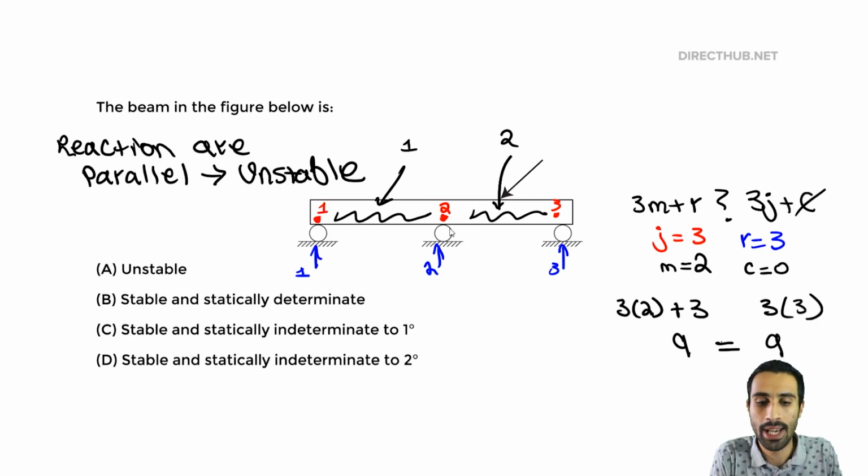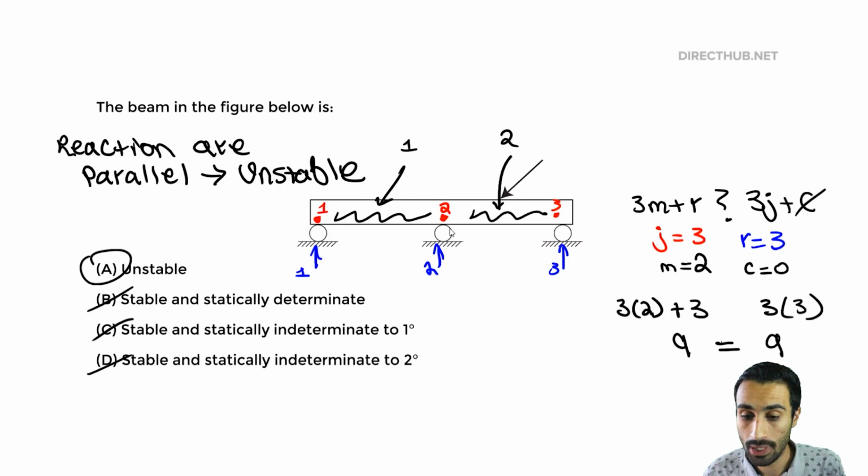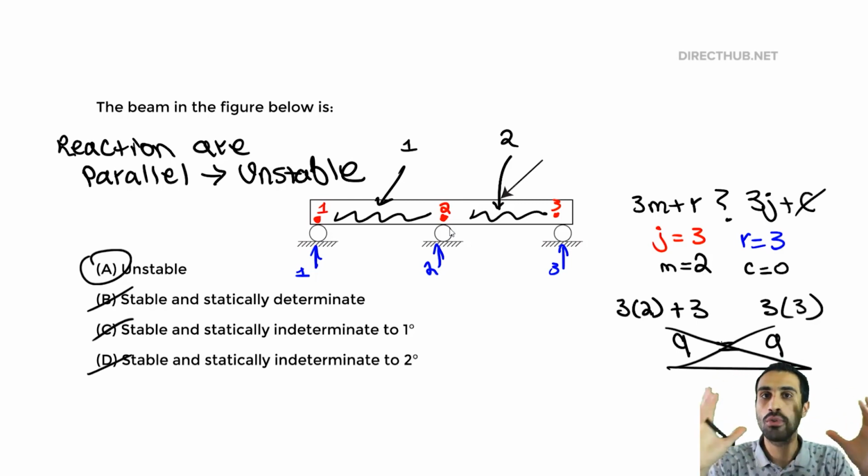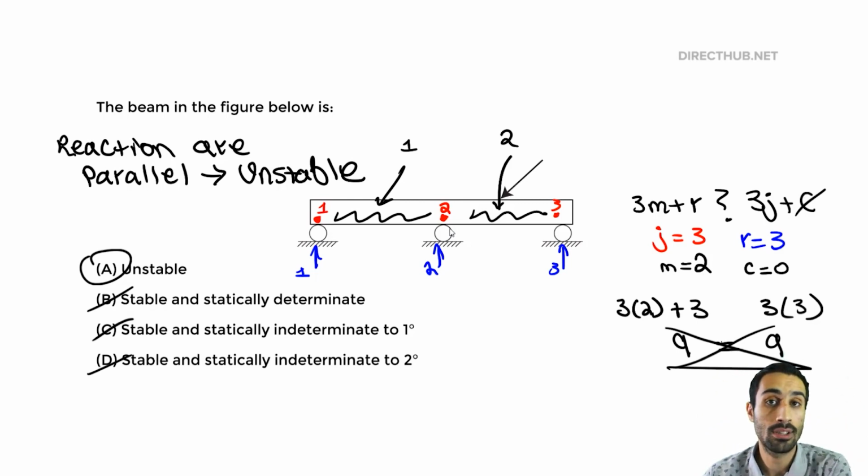There's no resistance along the x. If you apply a force, it will have no resistance. So it has no resistance, and this thing will be unstable because all the reactions are parallel. So in this case, it would be A. It's not B. Even though this is true, we have to check for the external stability, overall stability. So it would be unstable.